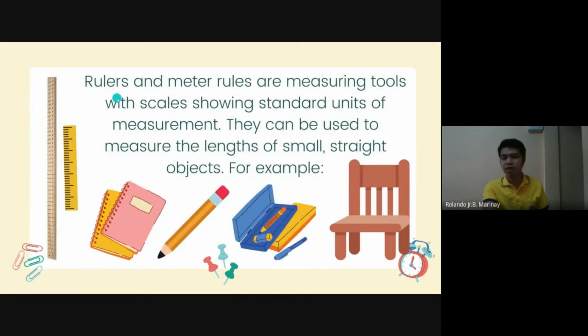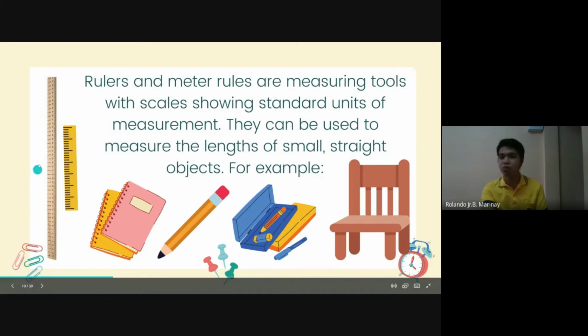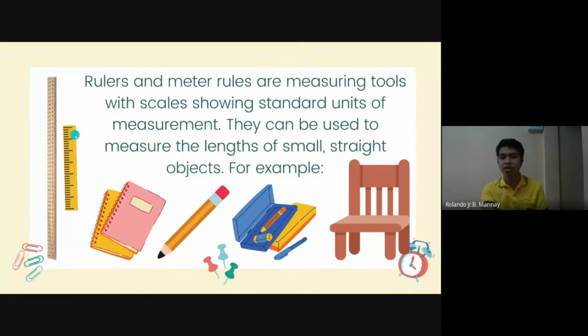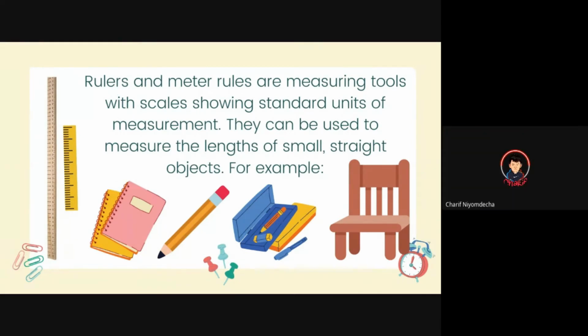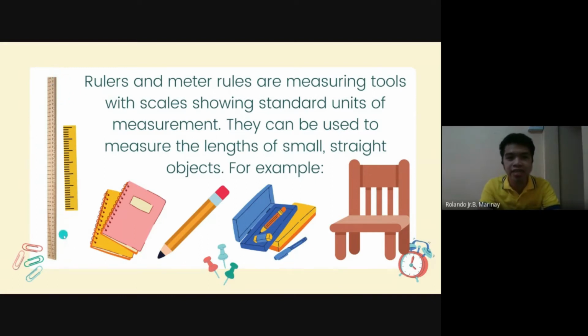I'm going to explain it one by one. First are the rulers and meter rules. This is the ruler. A ruler is only 12 inches or 30 centimeters long, while the meter rule is 1 meter. So that is their difference. Rulers and meter rules are measuring tools with scales. The scales are the numbers here on the side.